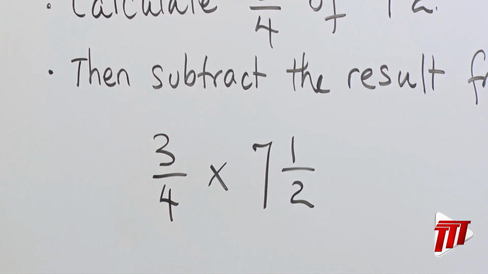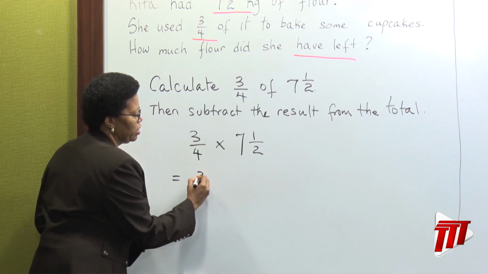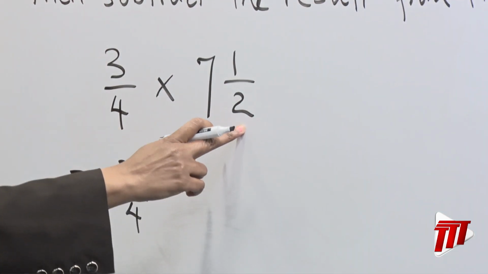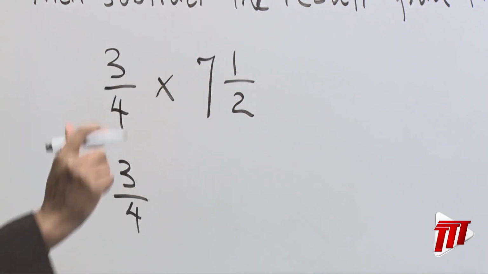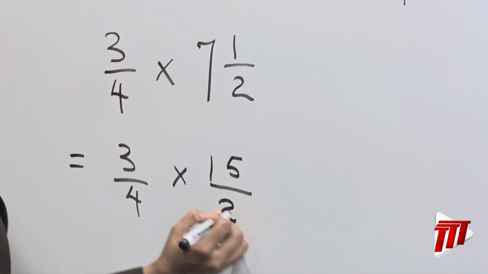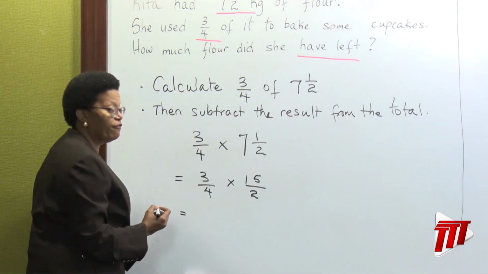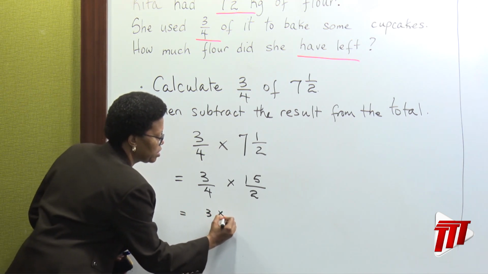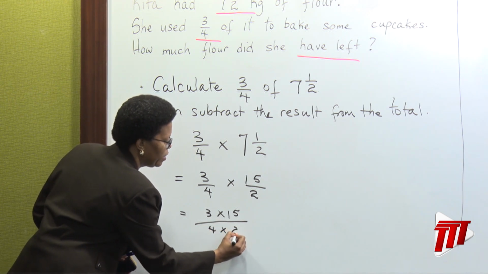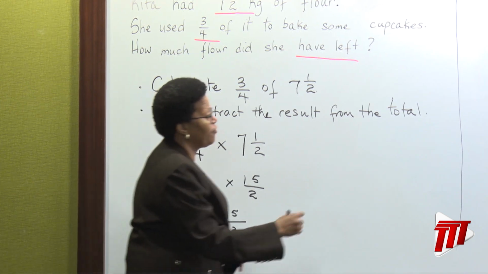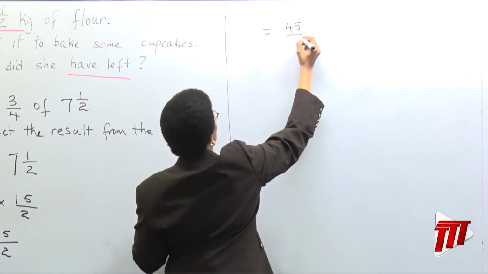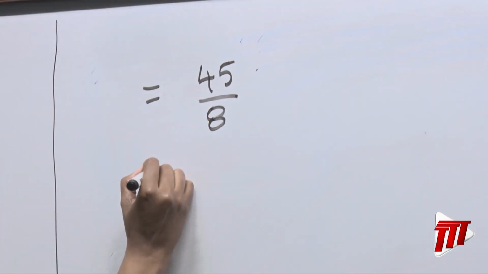Now, let's work with improper fractions. 3/4 multiplied by 7 1/2. 7 multiplied by 2 is 14, added to 1 is 15. We want 3/4 multiplied by 15 over 2. Remember, multiplying fractions, numerator is multiplied by numerator, and denominator is multiplied by denominator. We have 3 multiplied by 15 is 45, and 4 multiplied by 2 is 8.